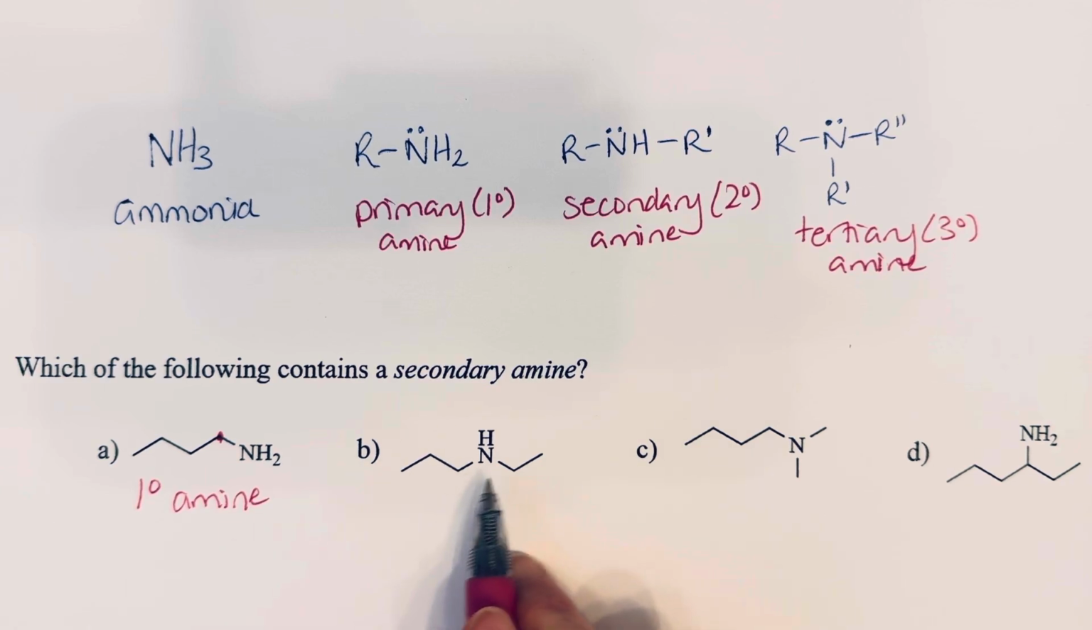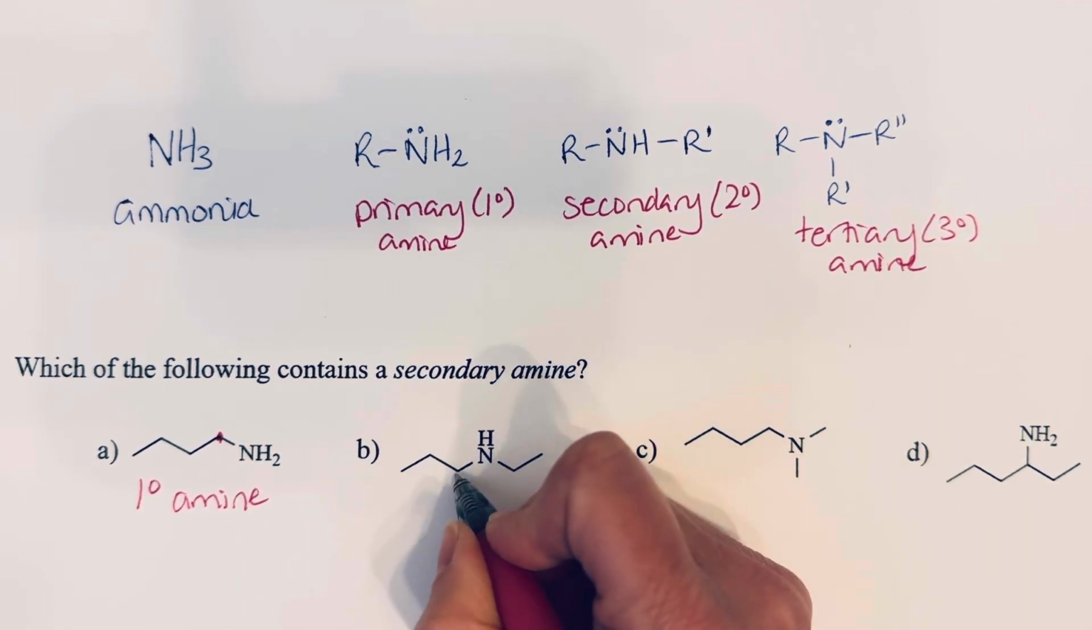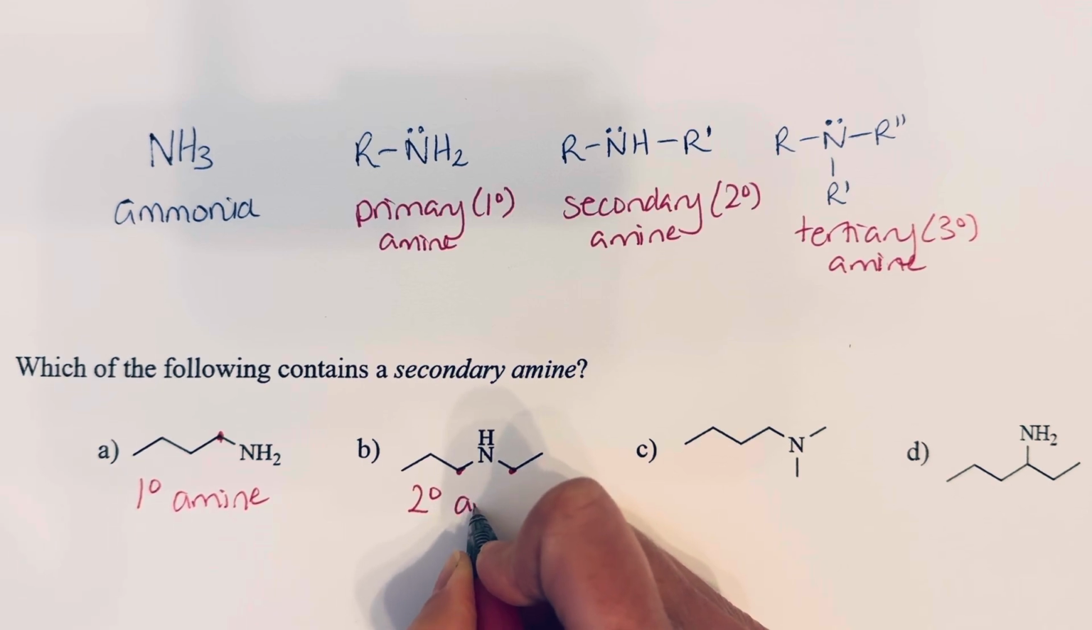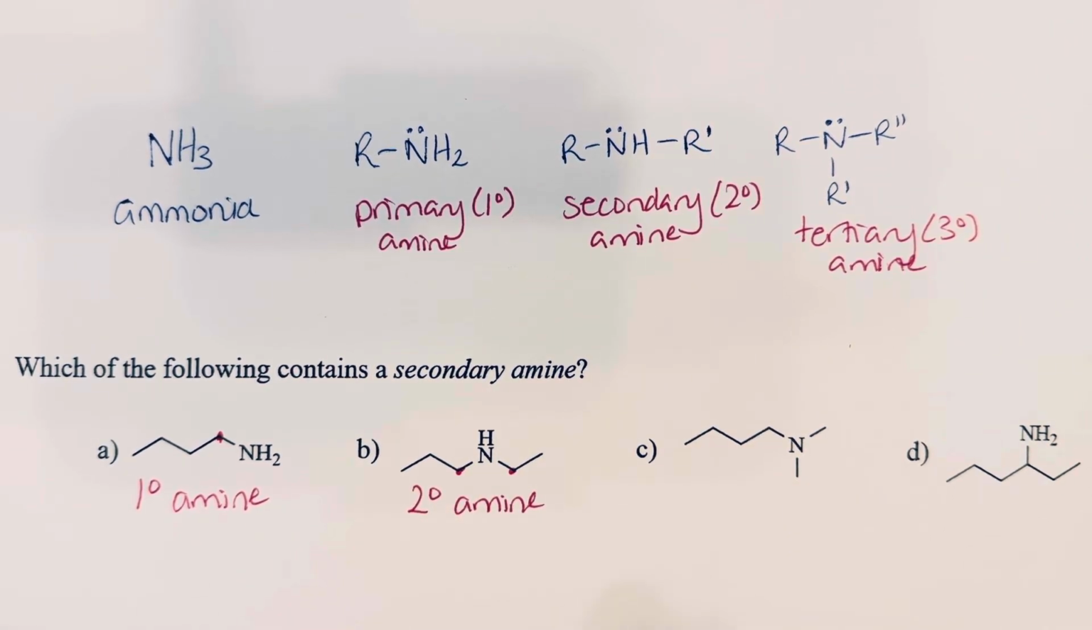If we look at option B, we can see our nitrogen has two bonds to carbon. And those two carbon groups are different, but that's fine. If it's got two bonds to carbon, then that is a secondary amine. So that is the answer to our question, but we're going to keep on going.